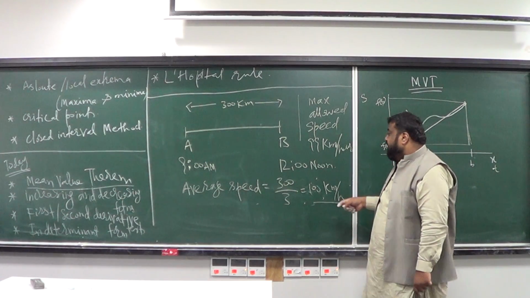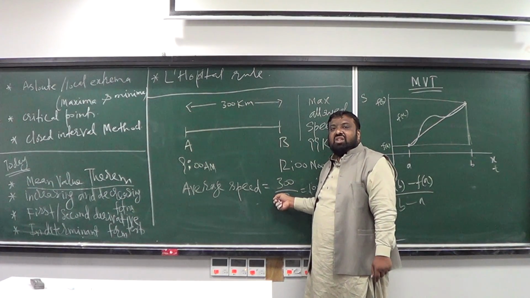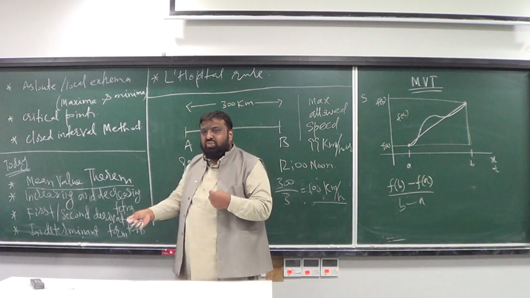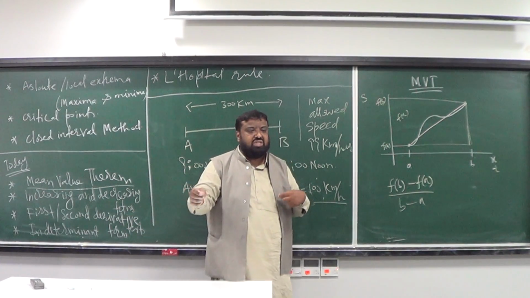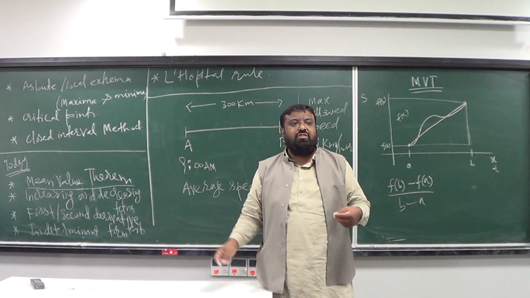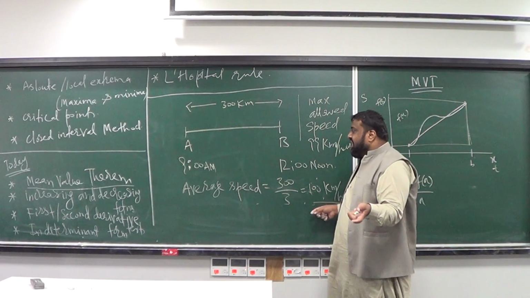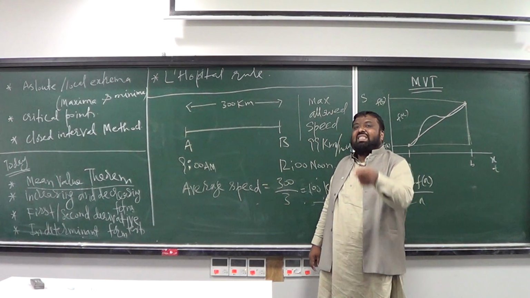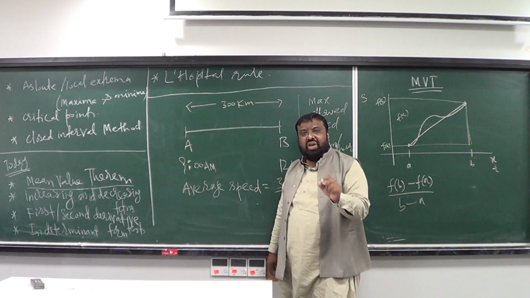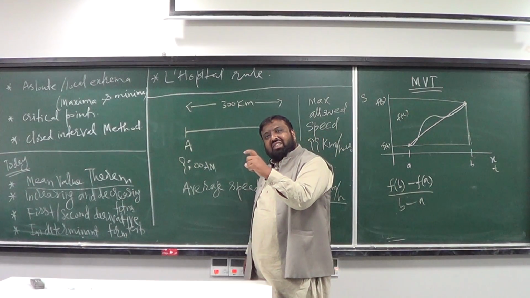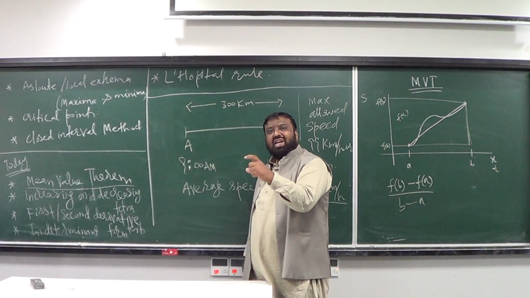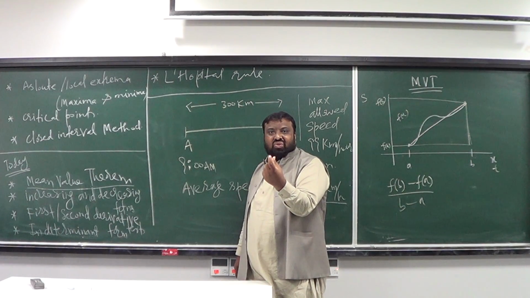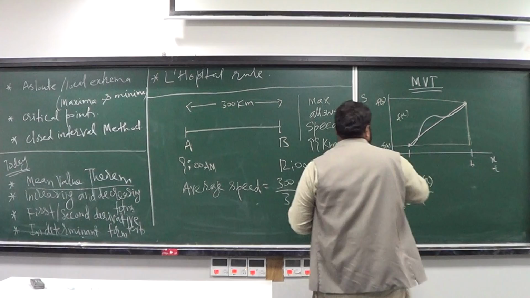In other words, if you have covered 300 kilometers in 3 hours at different speeds, sometimes 40 kilometers per hour, sometimes 50, 60, 80, 85, 90, then there must be an instant where your speedometer has hit 100 kilometers per hour, which is equal to the average velocity. So the same is the case here.